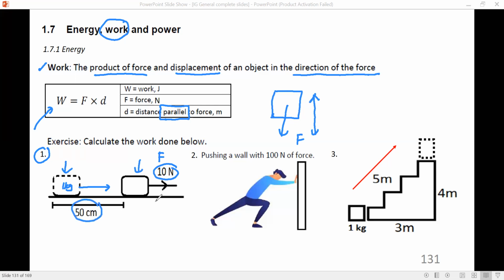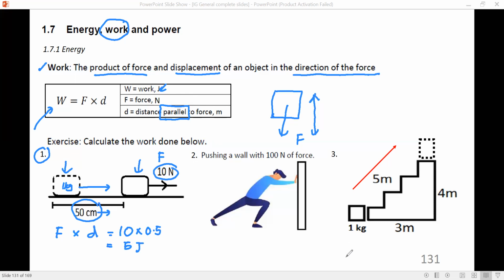To calculate the work done, what you have to do is force times distance. Your force is 10, and your distance you have to change to meter, so you get 0.5 meter. Your force times distance is 5, which is the work done. The unit for work done is joule, if your distance is in meter.